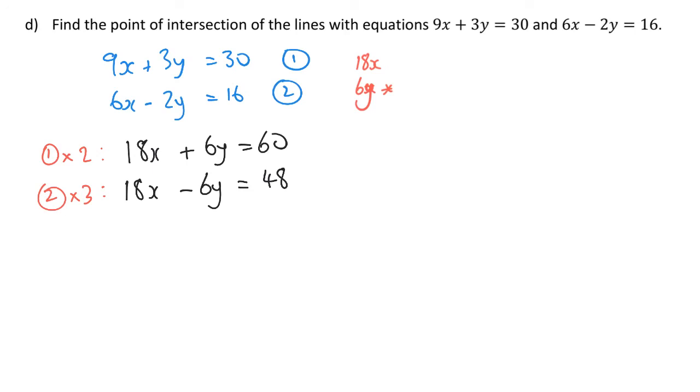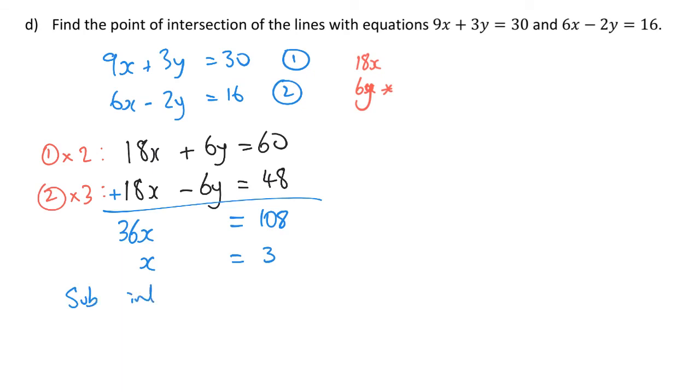And now it doesn't matter if we add or subtract. If we add together, we'll get rid of the y's. If we subtract, we'll get rid of the x's. But let's just do what we were going to do originally, so get rid of the y's. So we'll add the two equations. 18x plus 18x is 36x. 6 plus minus 6 is 6 take away 6, so that cancels, and we're left with 108. And if 36x equals 108, divided by 36, we get x equals 3.